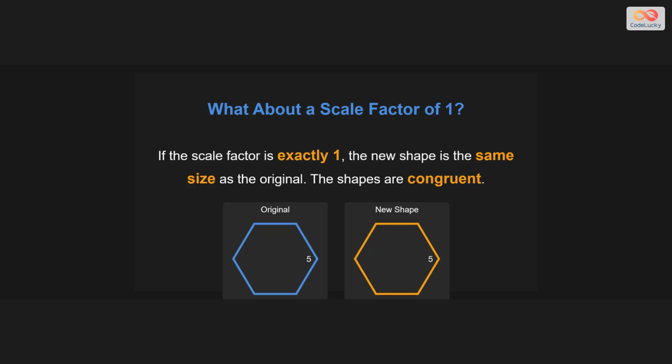What happens if the scale factor is exactly 1? If you multiply a length by 1, it doesn't change. Therefore, a scale factor of 1 means the new shape is exactly the same size as the original. In geometry, these shapes are called congruent.